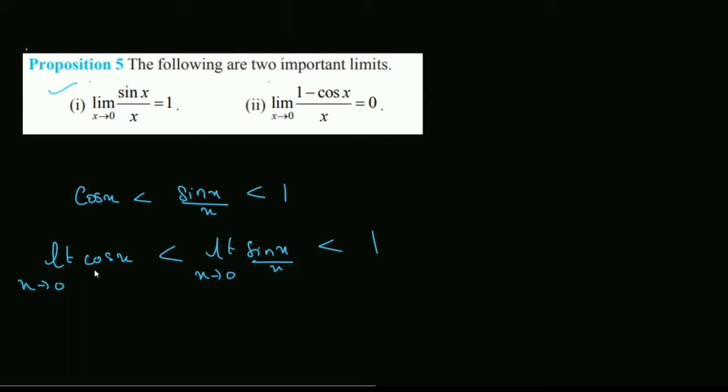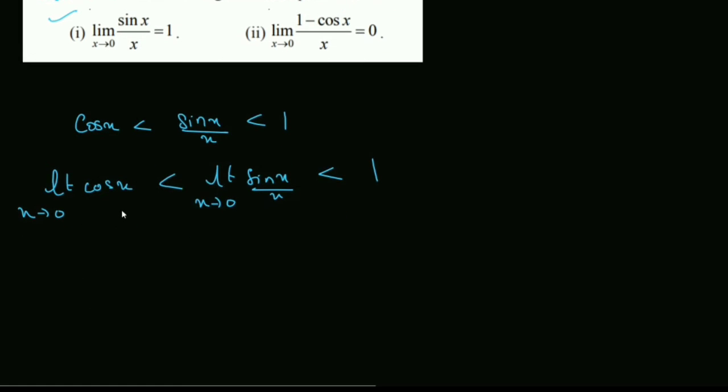Now what is the limit of this? When you substitute x as 0, what do you get? Cos 0, right? Limit x tends to 0 of cos x becomes cos 0. So cos 0 is 1.